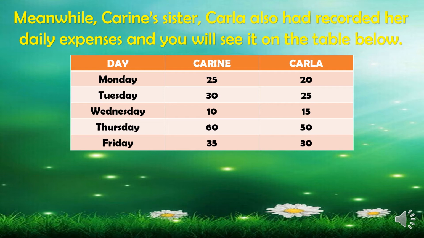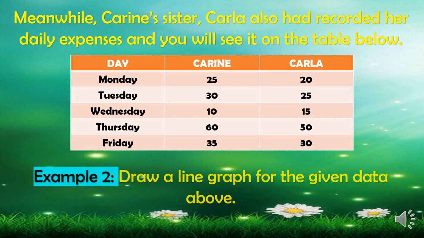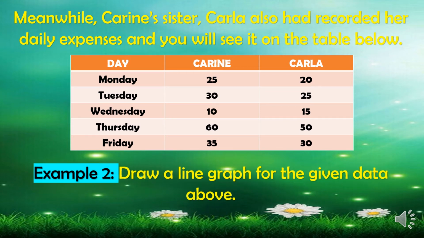Wednesday, Karine 30, and then Carla 15. Thursday, Karine 60, then Carla 50. And then Friday, Karine is 35, and then Carla 30. So for example number 2, draw a line graph for the given data above.